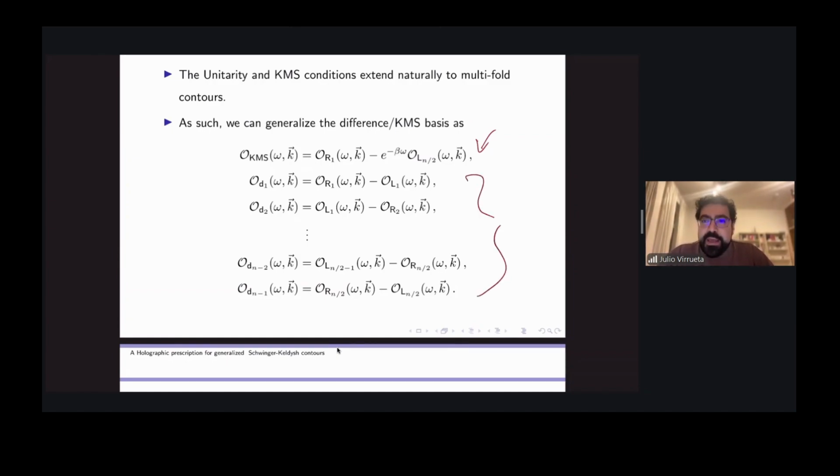I only have one KMS operator because for thermal correlators, I only have one thermal circle I can go around, so I can only go from the last branch to the first branch along the thermal circle. Let me know if this is, to me, this has become a bit second nature to imagine these contours, but stop me at any moment if what I say doesn't make any sense.